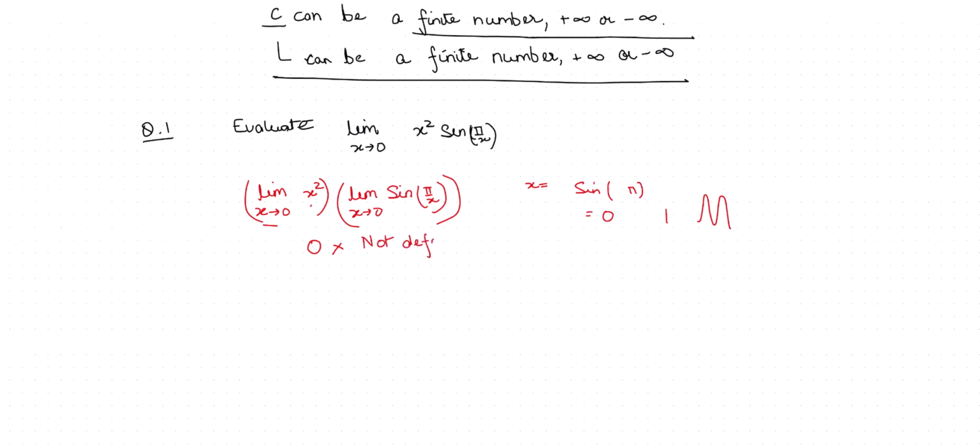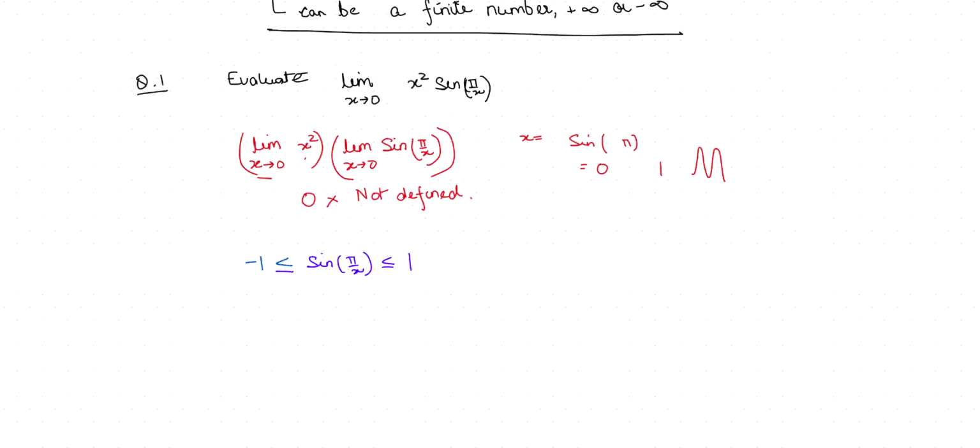So let's use the squeeze theorem. So we know that sine value fluctuates between -1 and 1. Sine function values are between -1 and 1. So we can write the three functions like this. Now we are interested to get something like this. So we will multiply all the sides by x square. So what we will get is -x square.